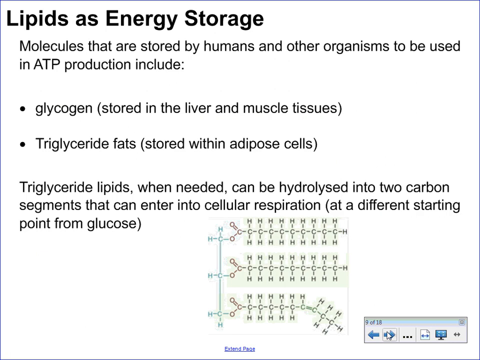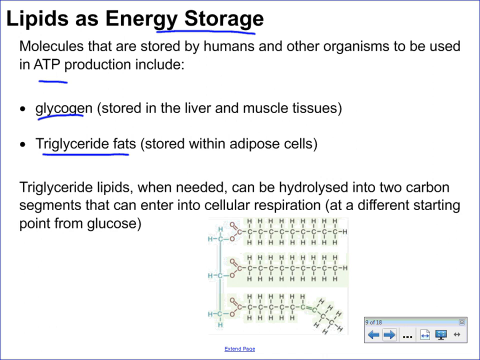So triglycerides are the form in which fatty acids are stored in the body, and the body stores these triglycerides as a form of energy storage. Just kind of bigger picture here: the molecules that are stored by humans and other organisms to be used in ATP production include things like glycogen and triglyceride fats. In times when you do not have access to food, your body needs to store molecules that can be used in ATP production, which is primarily going to be glucose, but it needs other forms of molecules as well. And so glycogen is the main storage for glucose.